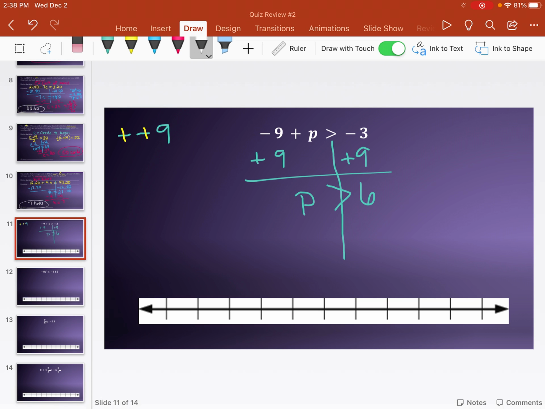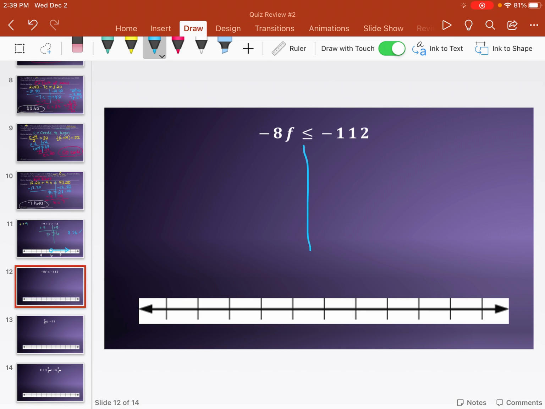Then to graph it, I've got 6. I have to have that number. Then I just like to put 1 on either side. And I write so big that I like to skip count. So I'm going to put an 8 over here and a 4 over here just to make it easier. Then my circle goes on 6. It's an open circle since it's just a greater than symbol. Okay, so we don't shade it in. And then I plug in a number to see which way to shade. So I'm going to plug in 8. 8 is greater than 6, so I'm going to shade towards the 8 and put my arrow at the end because it keeps going on forever.